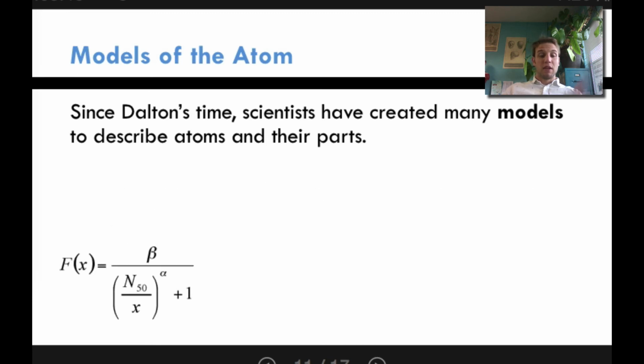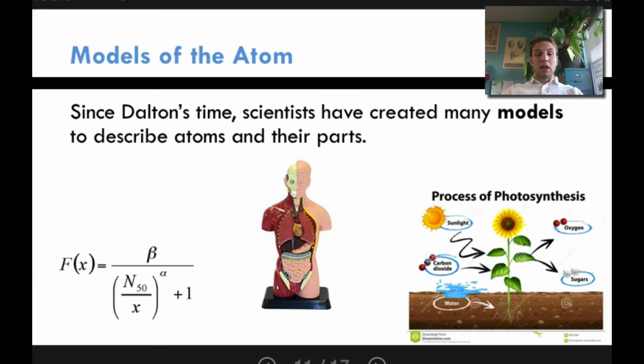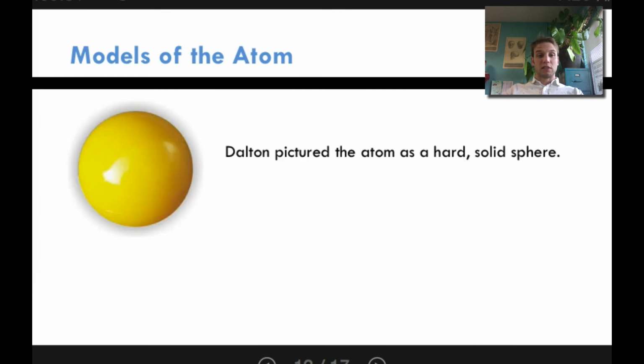They can be mathematical equations, they can be a physical model where you can take parts out and look at them and see their arrangement, as is the case with this human body here. And they can be drawings or pictures. They could be even a mental image. So the word model is used loosely to describe all of these things.